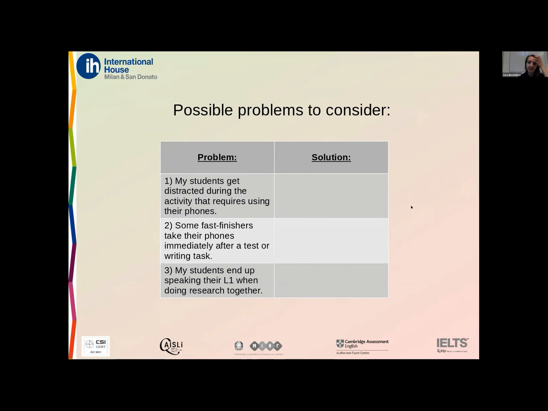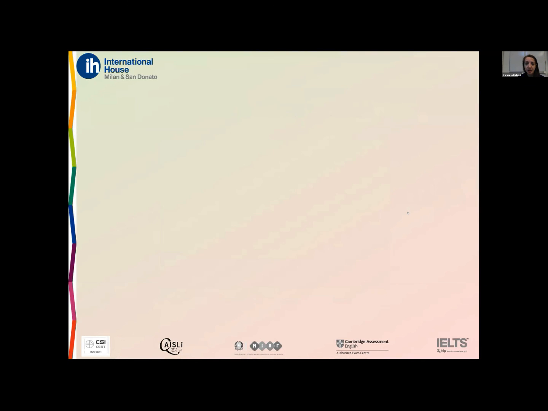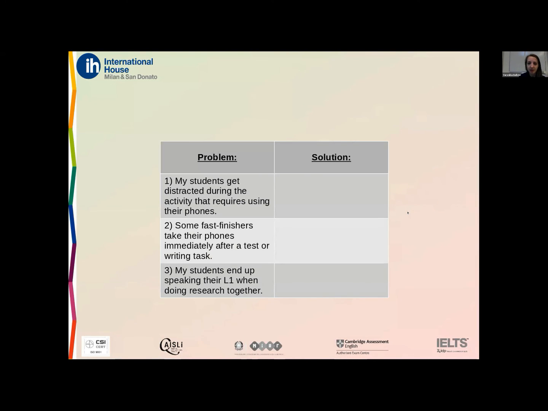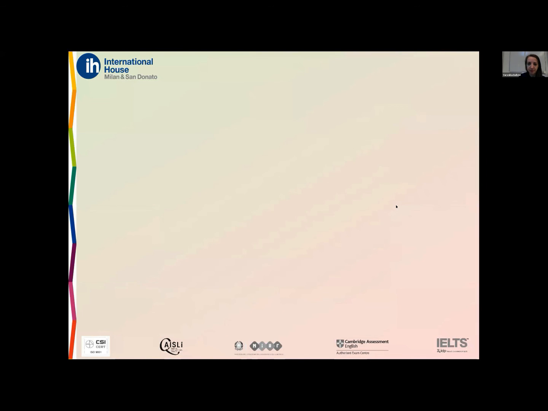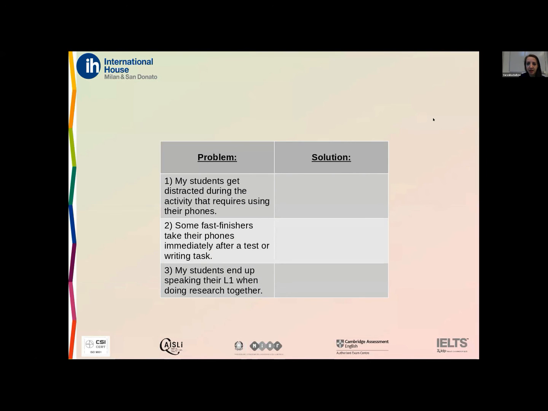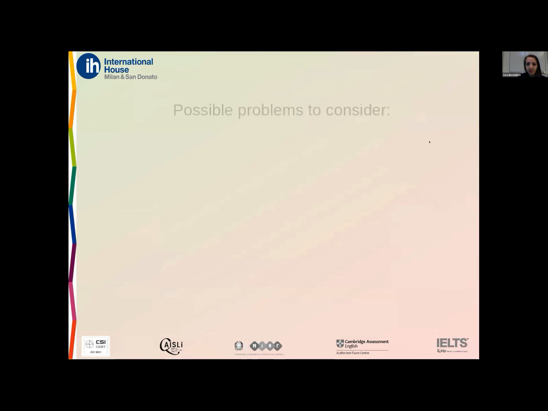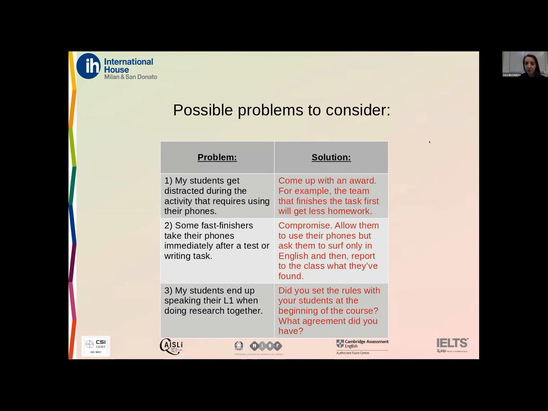Well, let's see what ideas I have here, and some of them are quite similar. Oh, sorry. Okay. So, for example, for the first problem, when your students get distracted, you might come up with a rule. For example, the team that finishes the task first will get less homework. I don't know if you like this idea or not, but I'm pretty sure that they will be much more motivated.